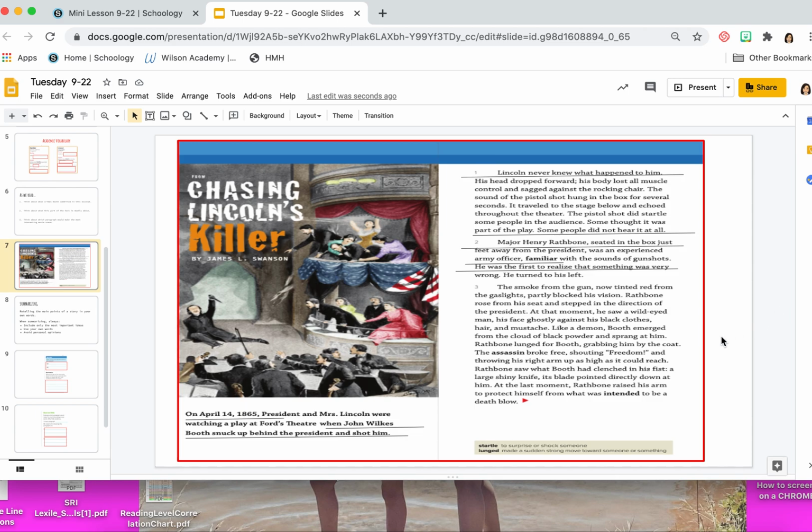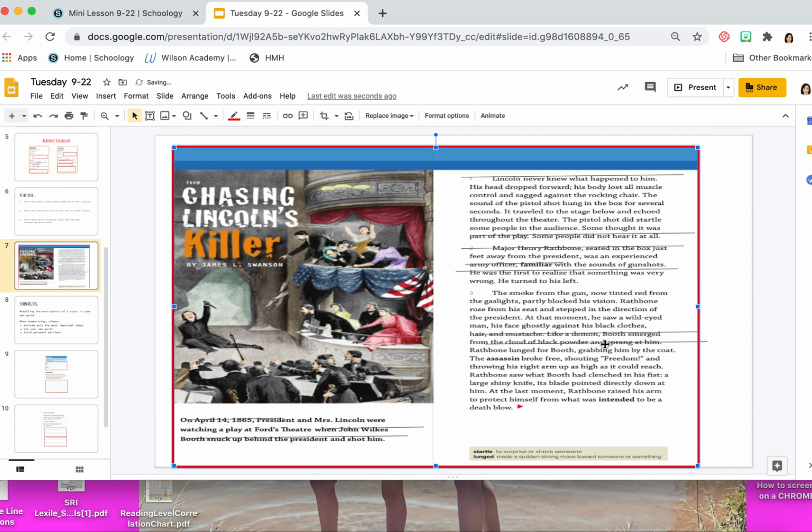Let's go into paragraph 3. We're going to look for: Booth emerged from the cloud of black powder. Rathbone lunged at Booth. Booth had clenched in his fist a knife, and it was pointed at him. Rathbone was able to protect himself from the deadly blow.